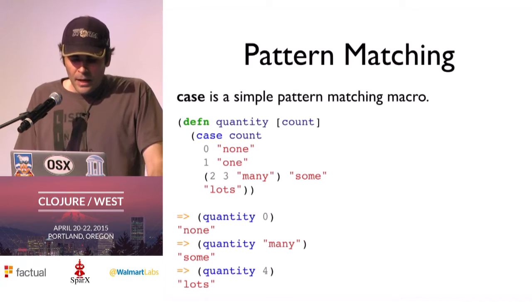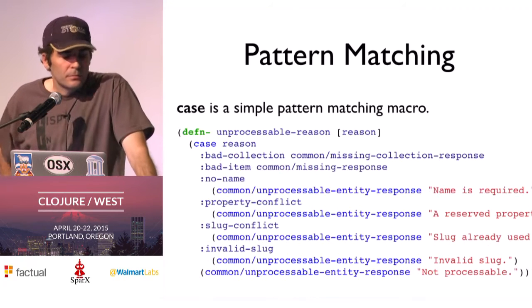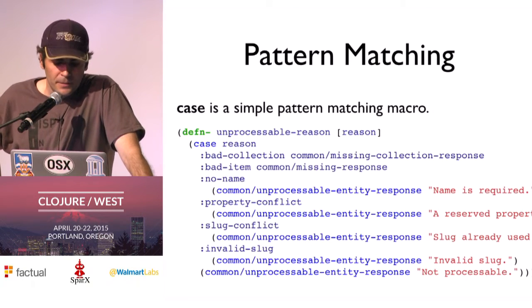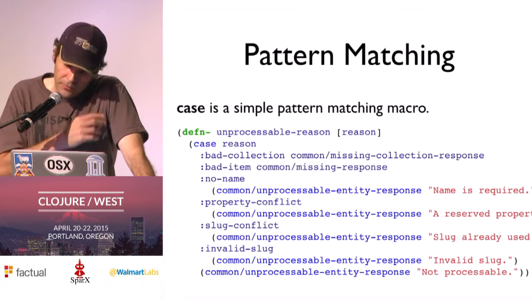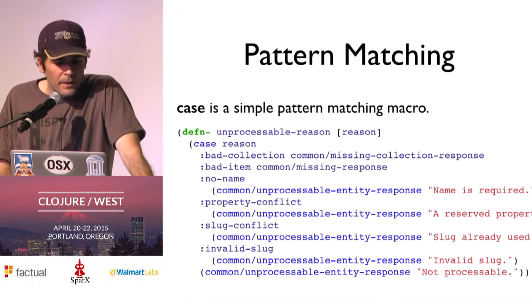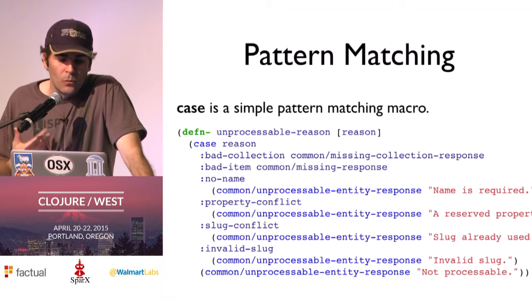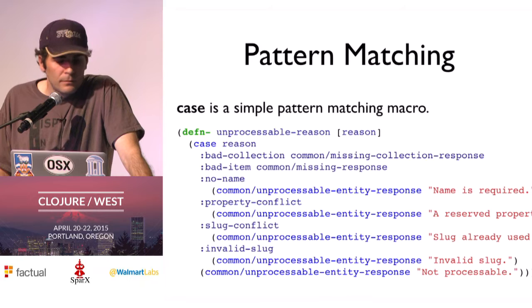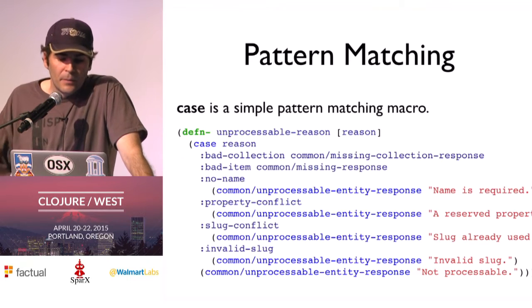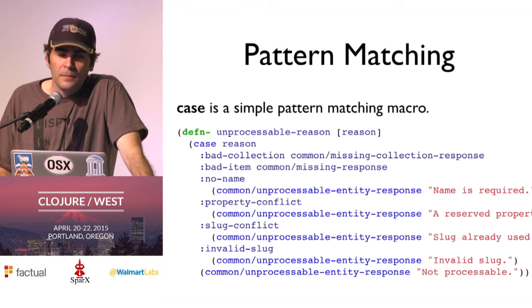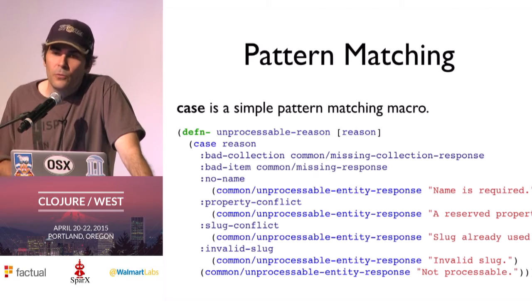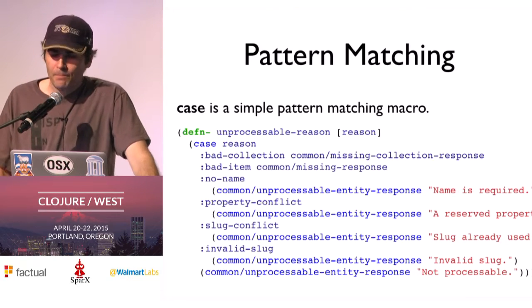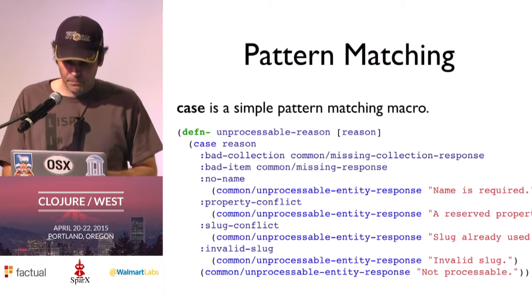And that's kind of a toy example. Here's an example used in Anger pulled out of my real code where I'm getting back an error that I want to return from the web server. And depending on what exactly happened, why the request wasn't processed, I'm going to return a different kind of response. And so I'm just pattern matching on reason, which is the variable holding my bad thing that happened. And I've got different keywords for each of the different cases, right? So it's very, very simple pattern matching.